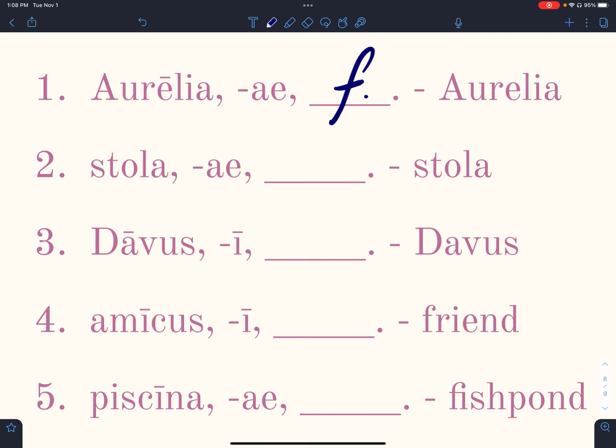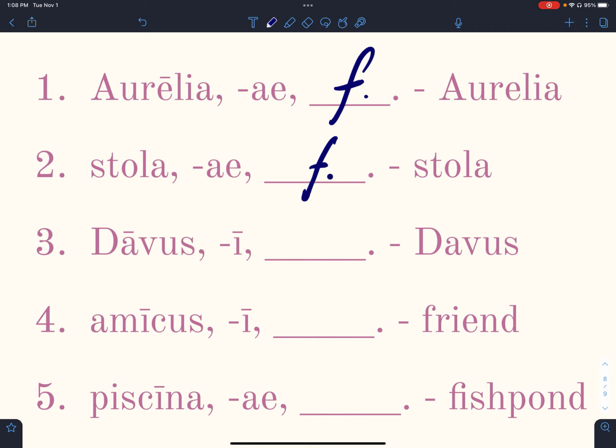All right, if I had to guess, what gender would I assign this noun? Tim L., what do you think? If you had to guess. Feminine? Feminine, and you're right. If you were to look it up, it is indeed feminine.